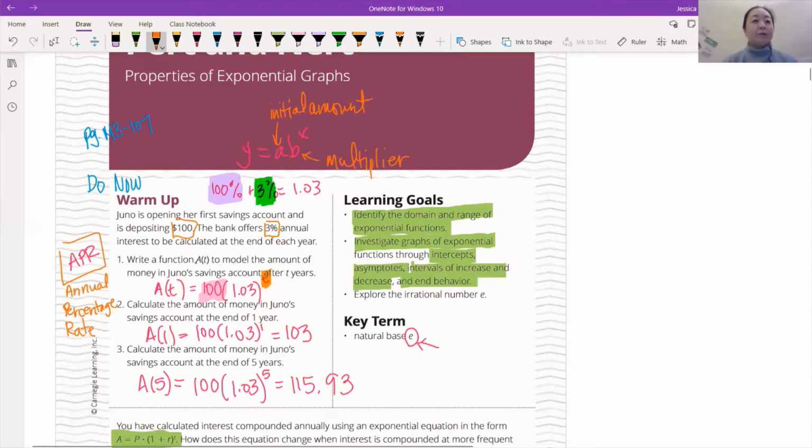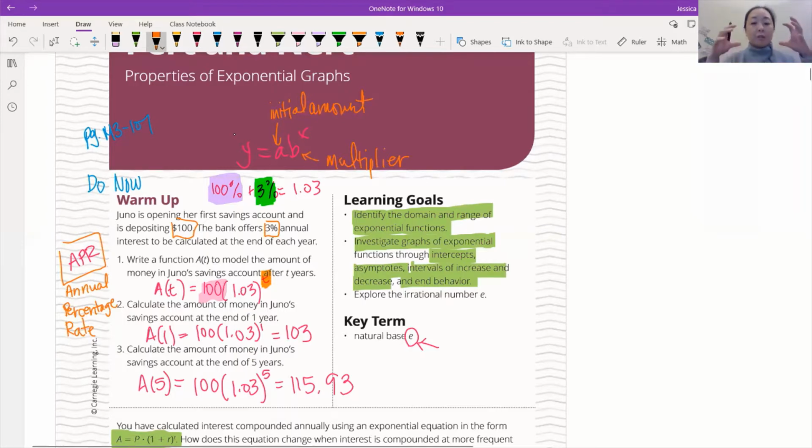All right, so first one is to write a function that models the amount of money in Juno's savings account after t years. So our time is in years. And again, our initial amount is $100. And then we're multiplying by 1.03. How do we get that? So that was a big question for some people.